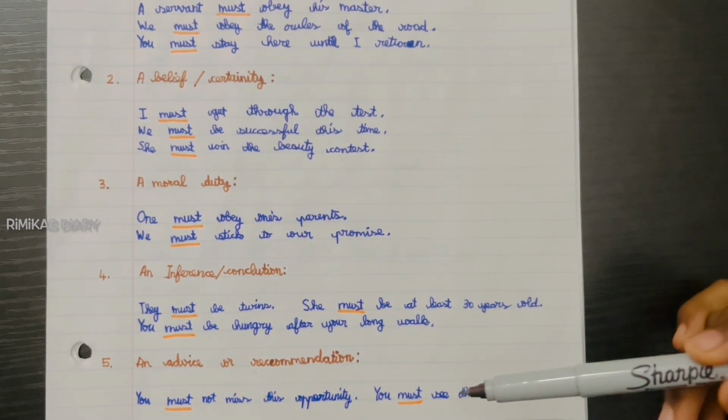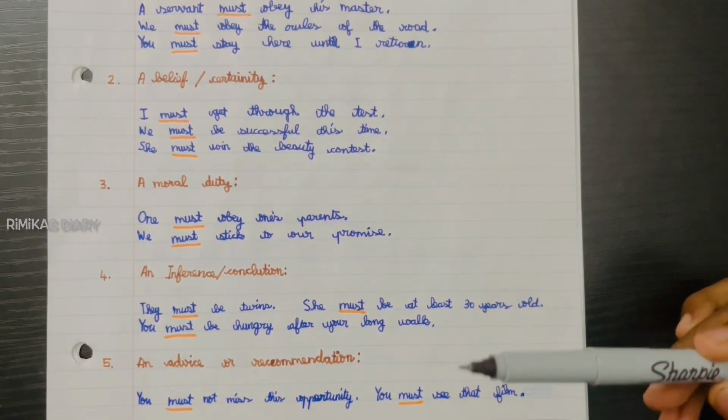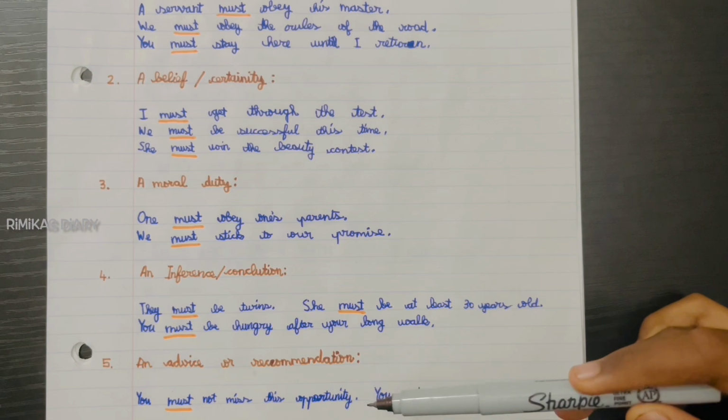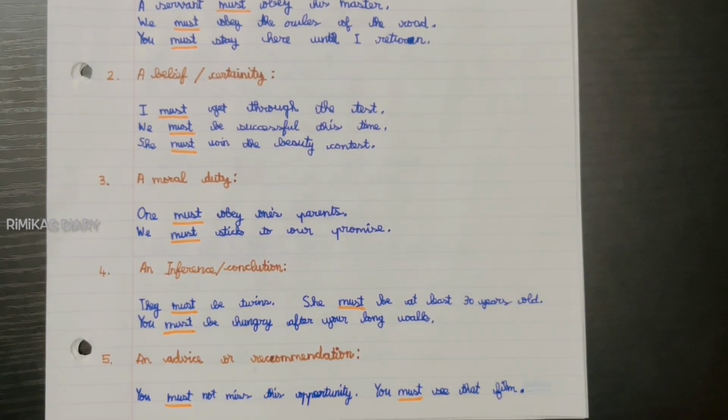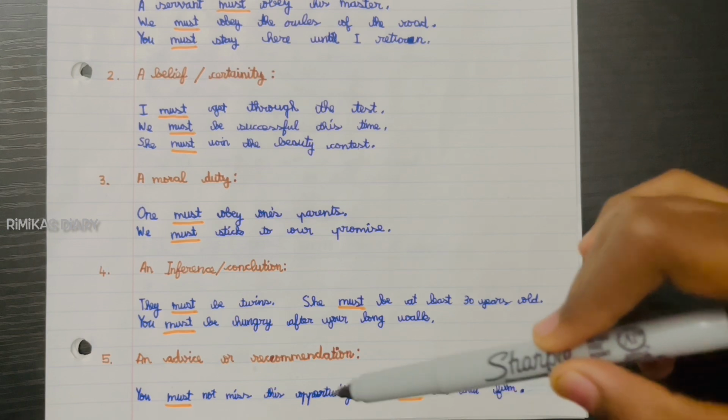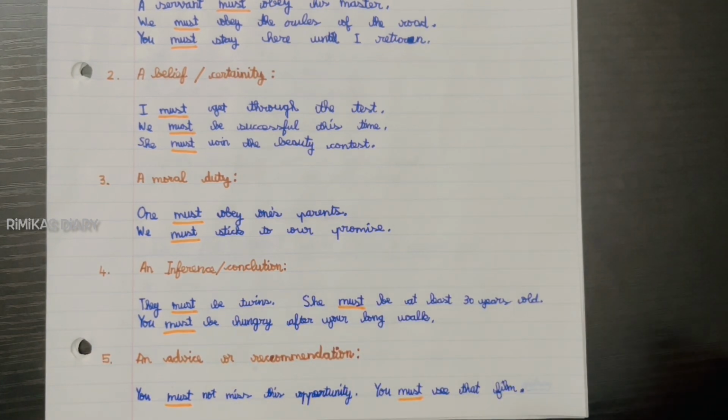Fifth function, an advice or recommendation. You must not miss this opportunity. You must see that film. So you must not miss this opportunity, this sentence is an advice. You must see that film, so this is a recommendation.